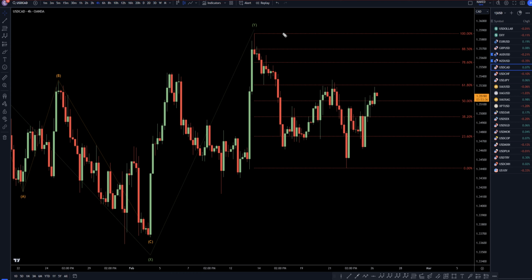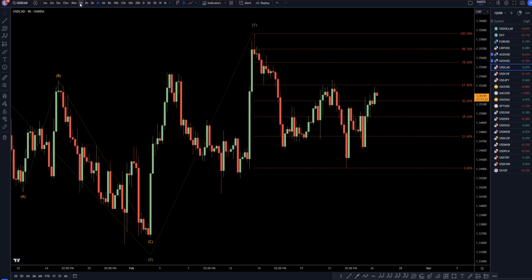But I do think there's a pretty good chance this right here is the end of a wave Y. If that really is the end of a wave Y, then this most likely is going to turn down at a Fibonacci retracement level, probably make a nice bearish engulfing move to the downside, which would be a great opportunity to go short for the continuation of the downtrend.